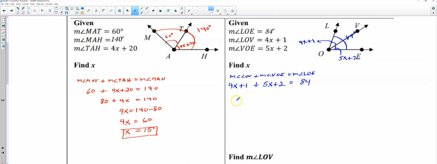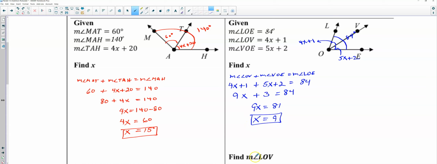Combine like terms. 4x plus 5x, that's 9x. 1 plus 2, that's 3, equals 84. Now notice that I'm going to switch the 3 to the other side because it's convenient, so that will become 84 minus 3, which is 81. 81, that's a perfect square. So 9 times 9 is 81. So x must be 81 divided by 9, which is 9. So what is x? x is 9.